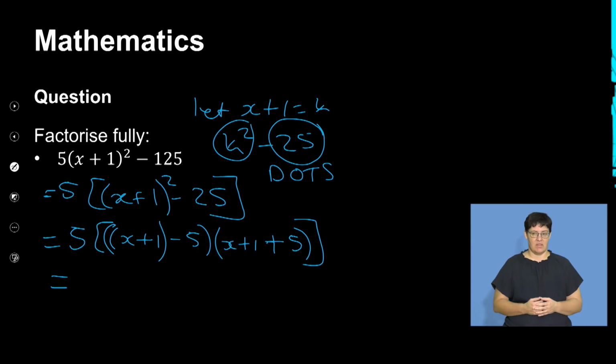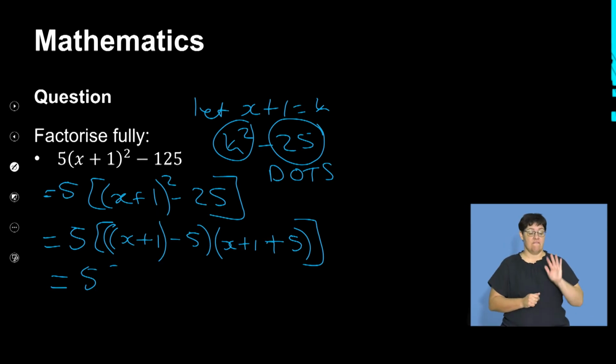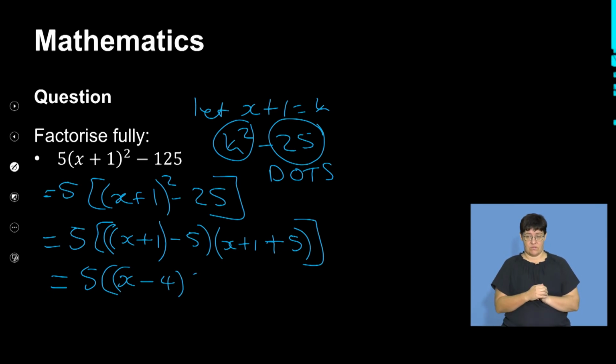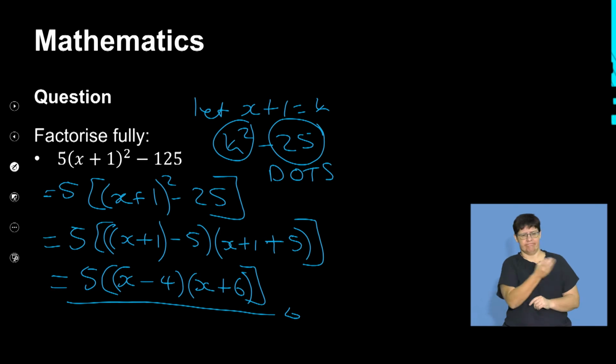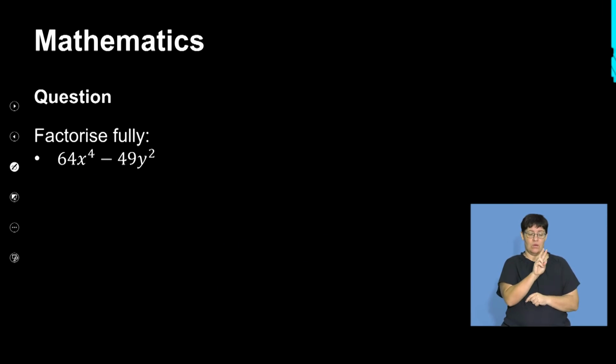And therefore, this will then be 5, open the bracket, x plus 1 minus 5 will be then x minus 4 inside brackets, and then the other bracket will be x plus 1 plus 5 will give me x plus 6. Then I will close the bracket. I don't really need to multiply the 5 inside, because then that's just me reversing everything that I've done, right? Remember, the goal was to write this as a product of the two binomials.